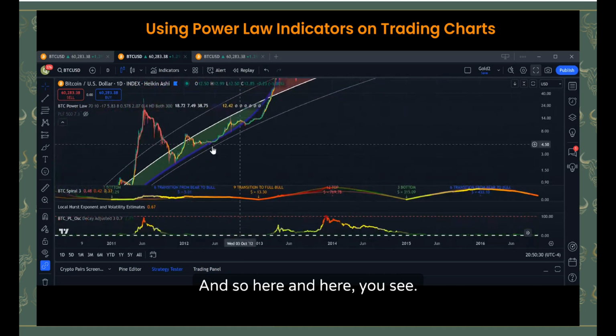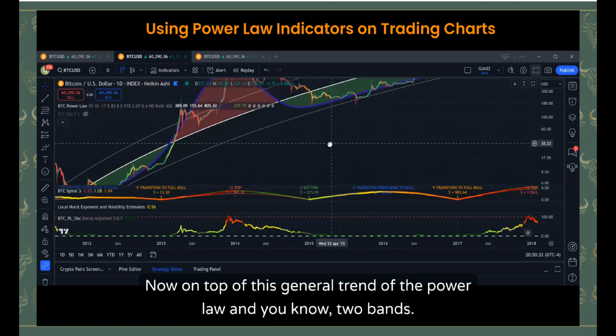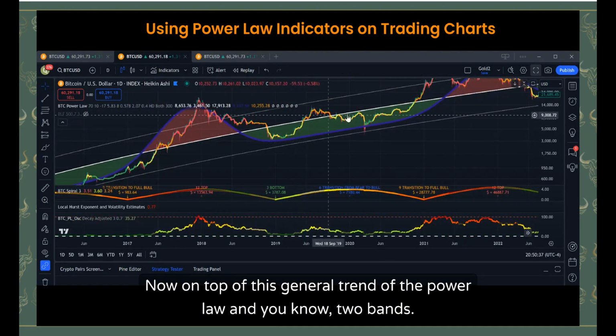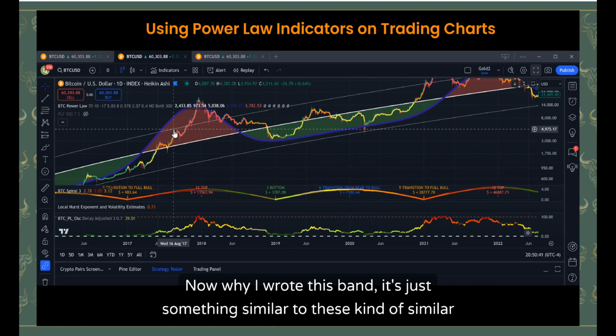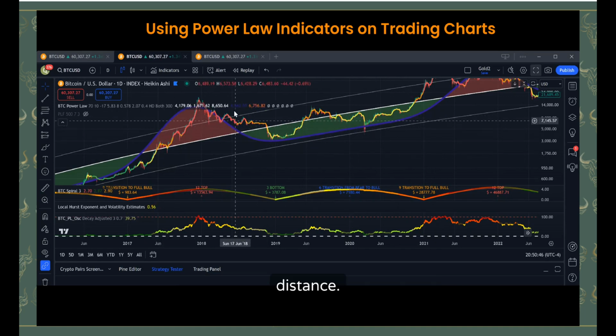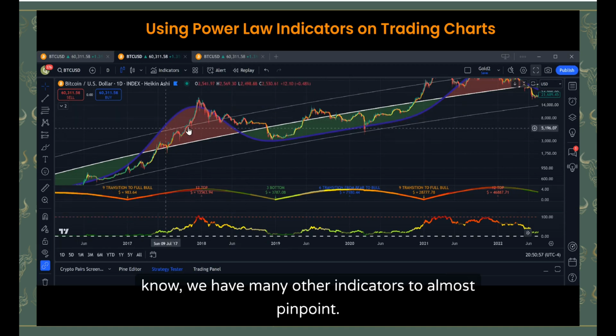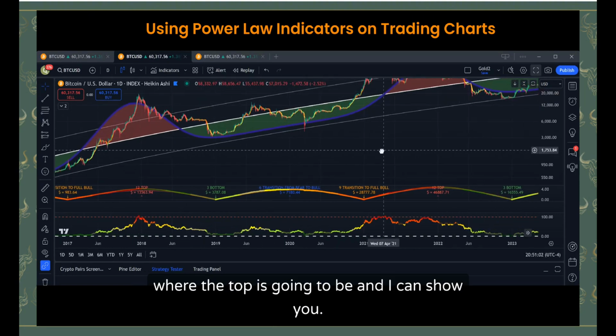And so now, on top of this general trend of a power law, there are two bands. Why did I write this band? It's something kind of similar in distance. Again, it's customizable. It's mostly a reference. Basically, once you go above that line, probably we are very close to a top. But we have many other indicators to almost pinpoint where the top is going to be, and again, I'll show you.